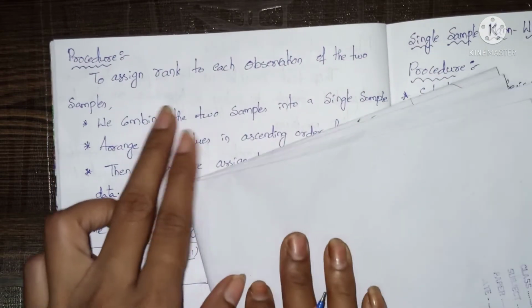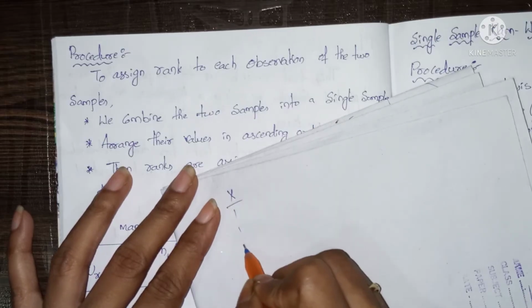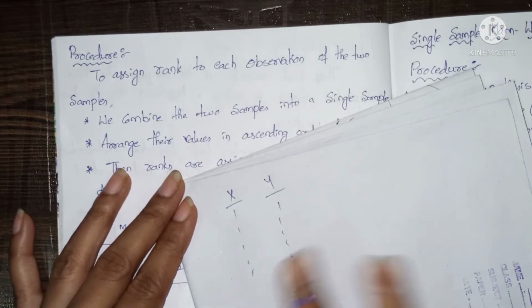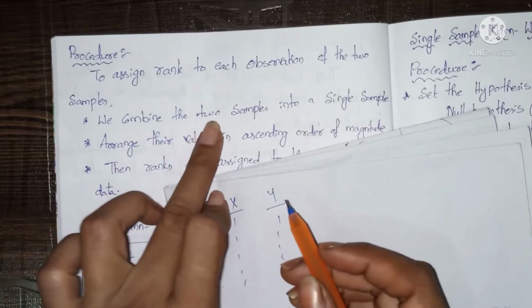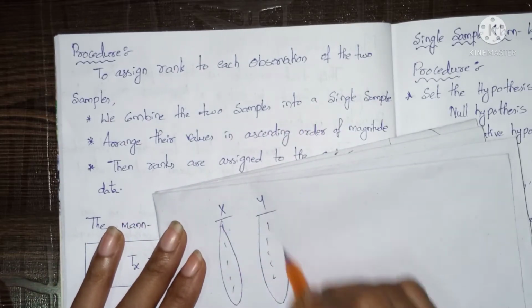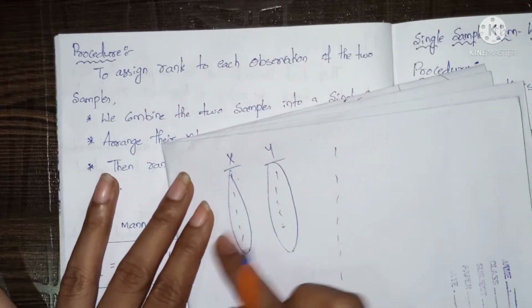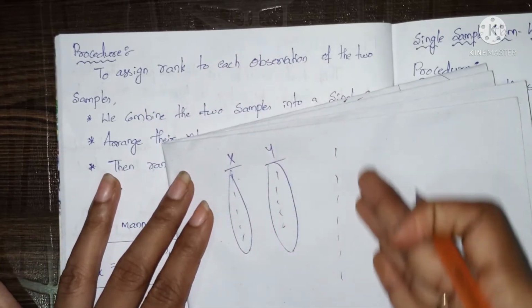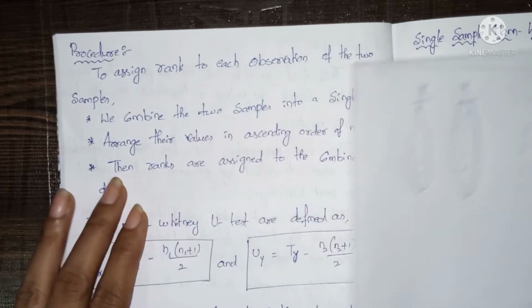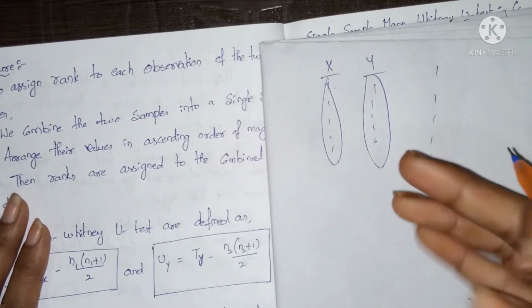See here, two observations. This is the first sample observation, and this is the second sample observation. Now what we have to do is combine the two samples, these two individual observations, into a single sample. After combining, we have to arrange them in ascending order.